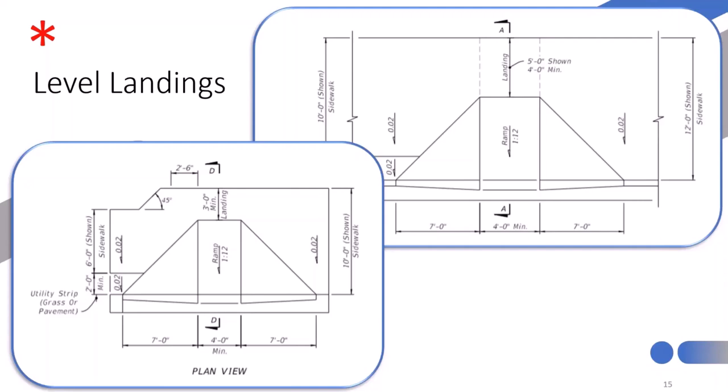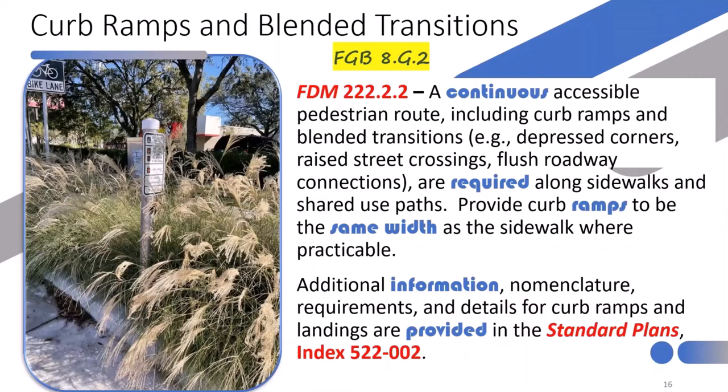And the reason I want to highlight that point is that on the next screen, we want a better engineered solution. The next screen is going to show you that the FDM instructions, in this imperative statement, say to provide ramps that are the same width as the sidewalk. So if you have a 5 foot sidewalk, the ramp should be 5 feet wide. If you have a 6 foot sidewalk, then you have a 6 foot ramp.